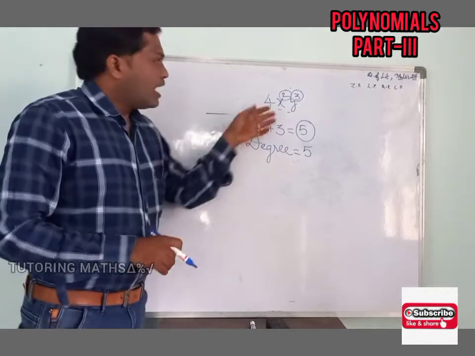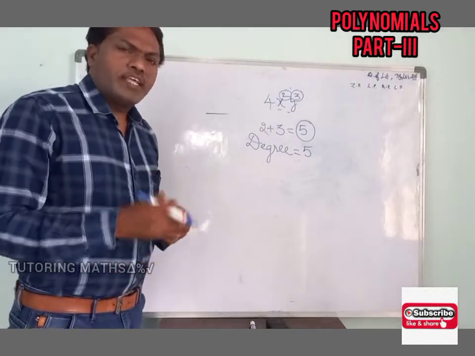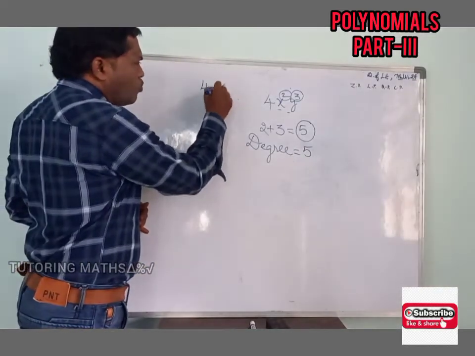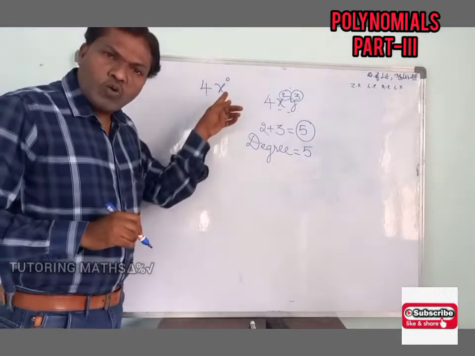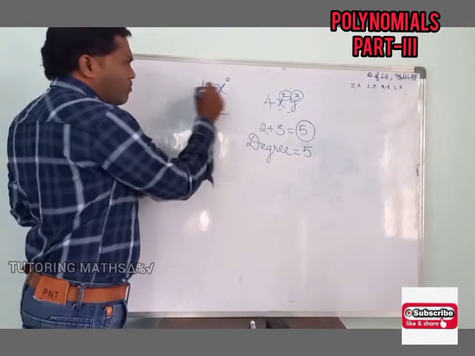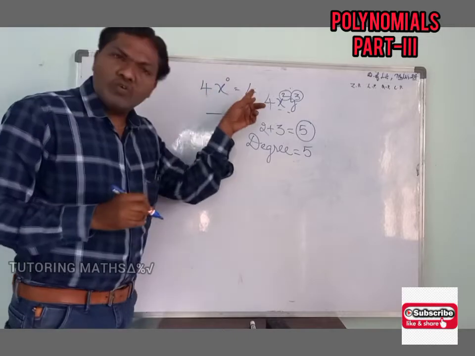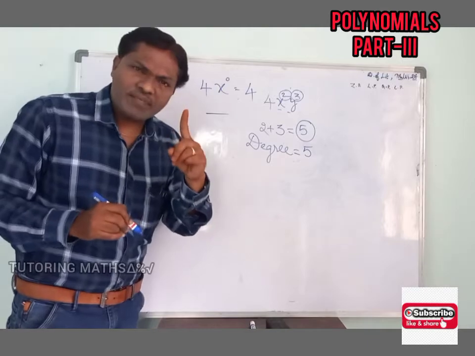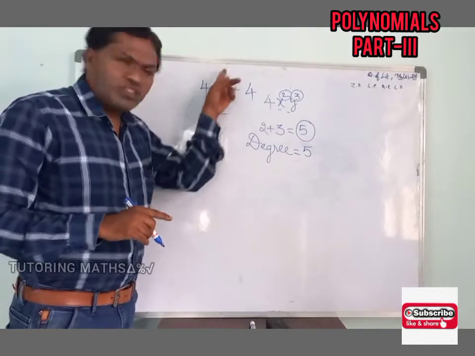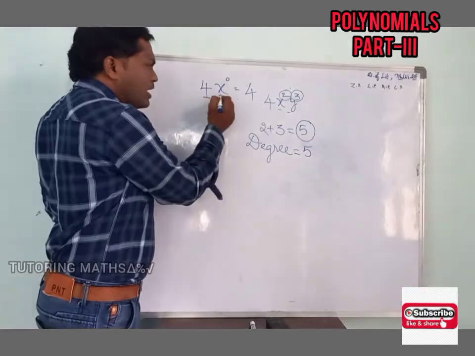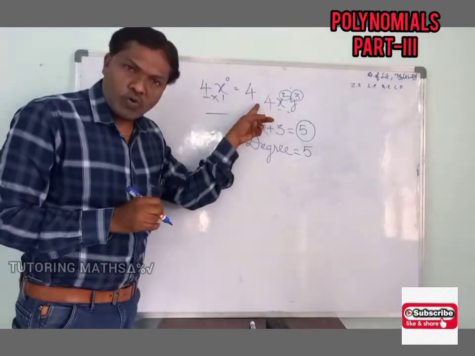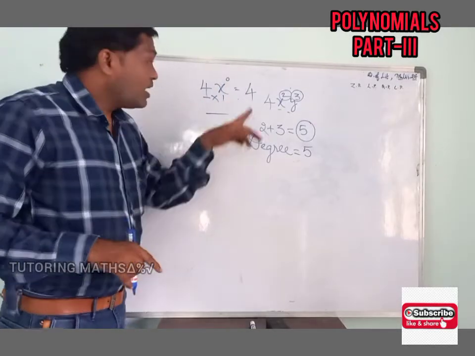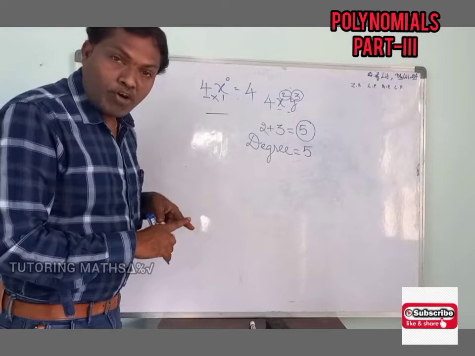Next, there are types of polynomials we have discussed. If you take 4x power 0, 4x power 0 is equal to 4. Why? Because x to the power of 0 is 1, because a to the power of 0 is 1. Then 4 into 1, you get 4. This 4 is a constant term. Therefore, it is called a constant polynomial.